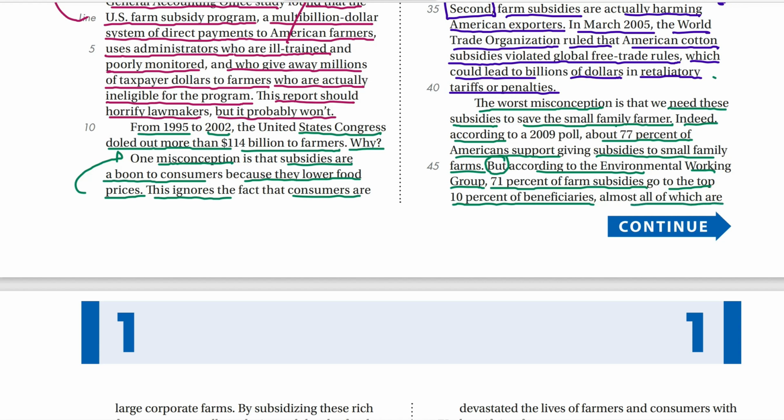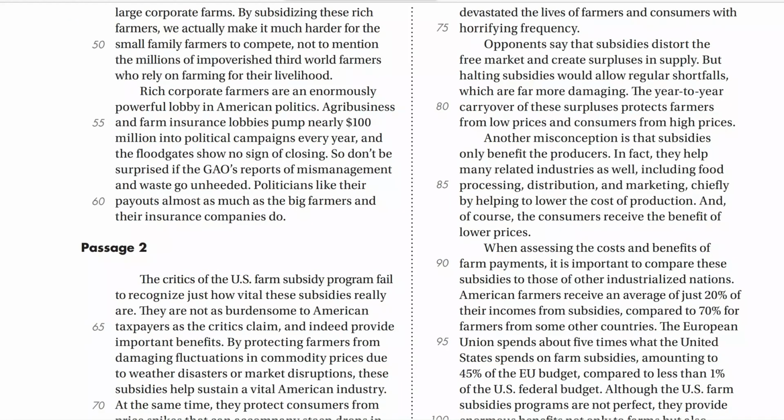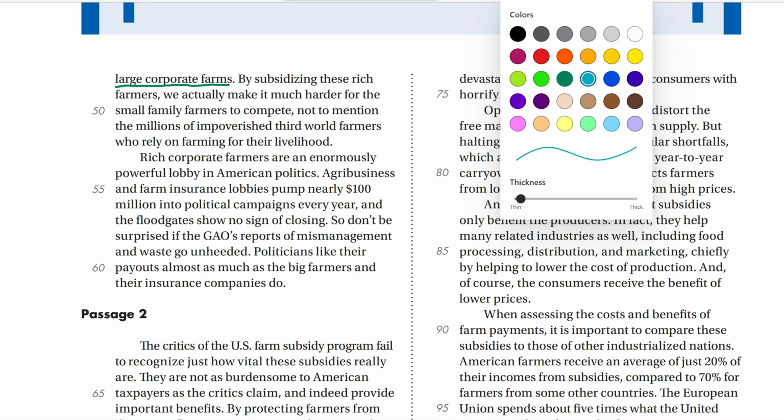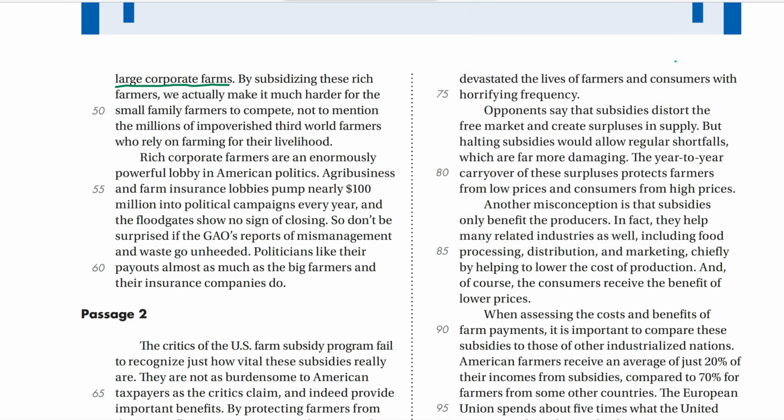Almost all of which are large corporate family farms, very big institutions. You got the point? We understood the idea, which was very clear. Let's come to the last paragraph here. The last paragraph is about rich corporate farmers, the 10% of beneficiaries who actually benefit from the subsidies. They are an enormously powerful lobby in American politics. They form a lobby in American politics.